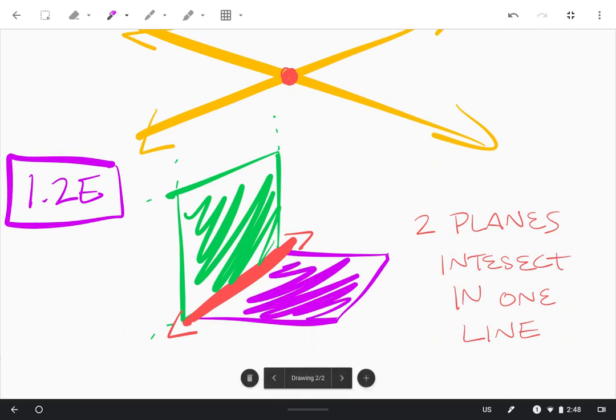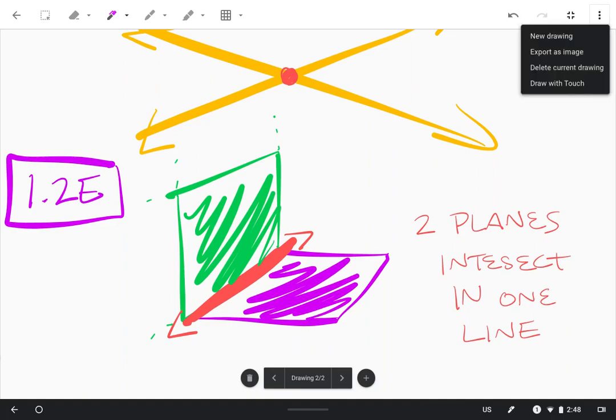So that's more or less what you need for this lesson. Most of the questions are more vocabulary based, and they just want you to look at different diagrams and identify some different things. So let's jump to another drawing.